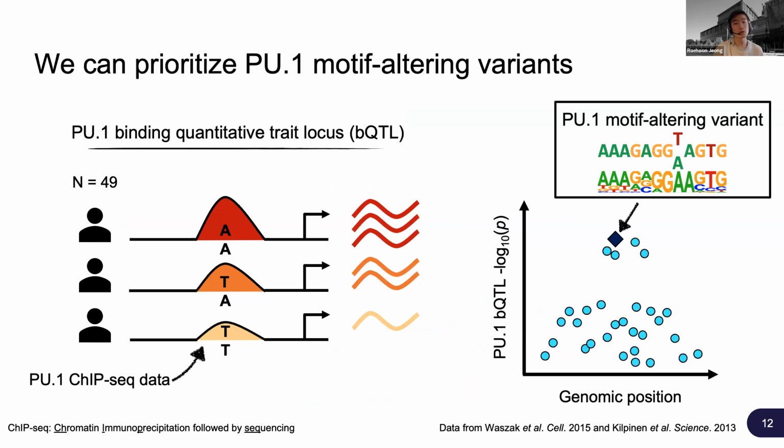However, we know that PU1 prefers to bind its motif sequences. By analyzing the sequences surrounding the genetic variants, we can pinpoint a variant that alters the PU1 binding motif, and this is likely to be the causal variant.